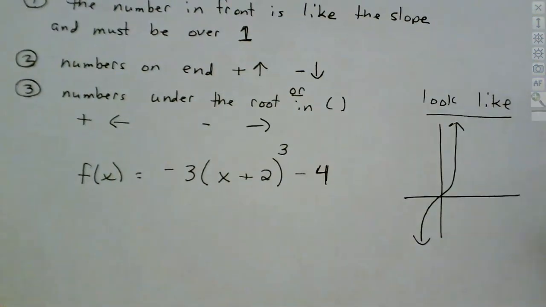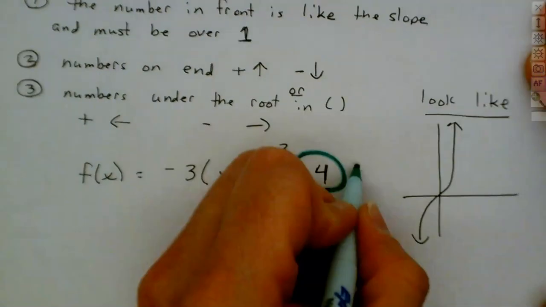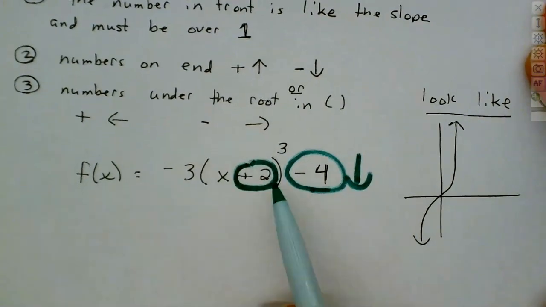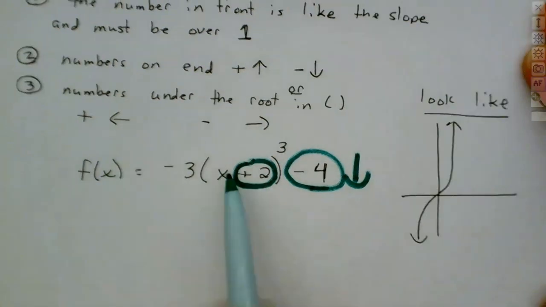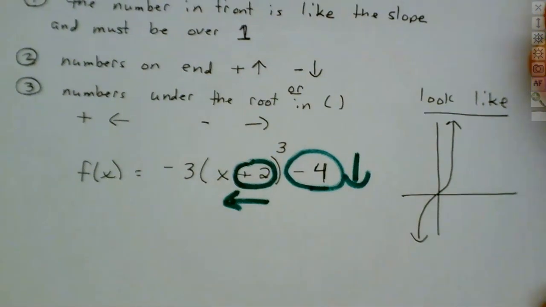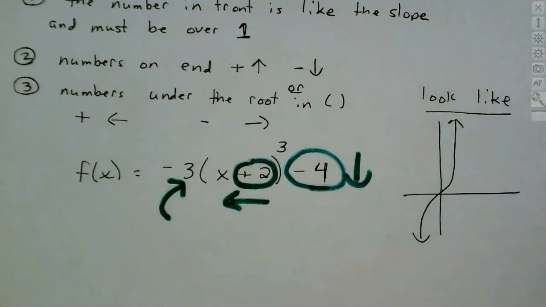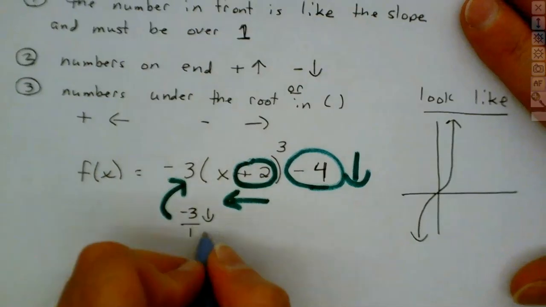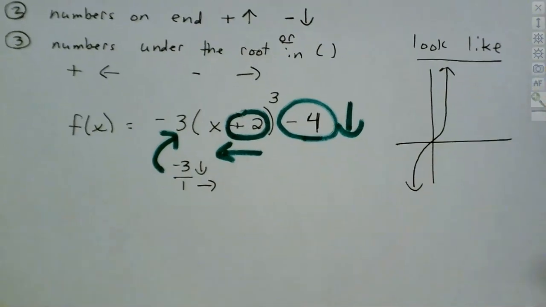Now, what's going to happen? I always like to start at the end and move my way forward. So the negative here, it's a -4. That moves it down. This 2 is inside the parentheses, or underneath that root. And that is positive. So that's going to force it back to the left. And then what about this -3? Well, that -3 is going to be a -3 over 1. So we're going to move down 3 and over 1. Is everyone okay with that so far?